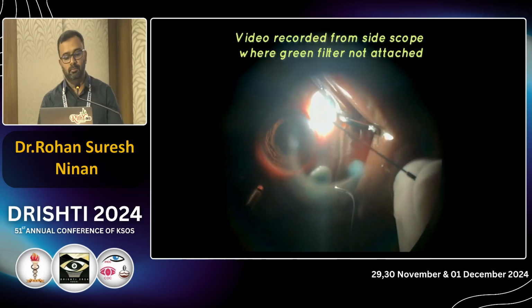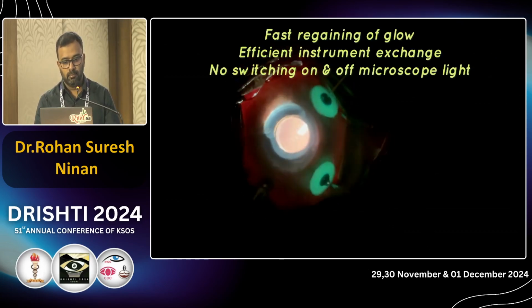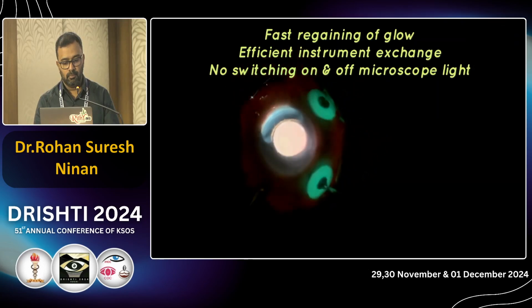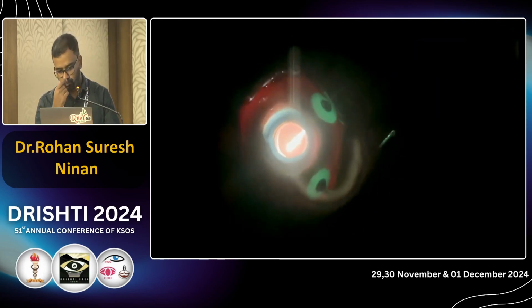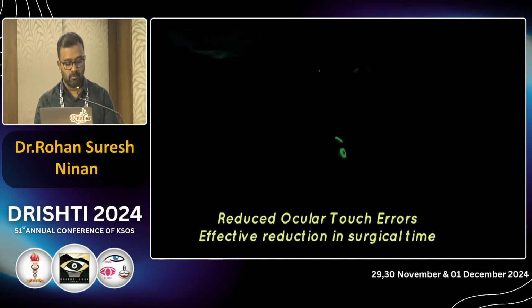The photoluminescence or glow stays for 10 to 15 minutes, and it regains its glow after a very brief exposure to the endo illuminator light, as is seen here. Ocular touch errors and effective surgical time are reduced for experienced as well as novice VR surgeons.